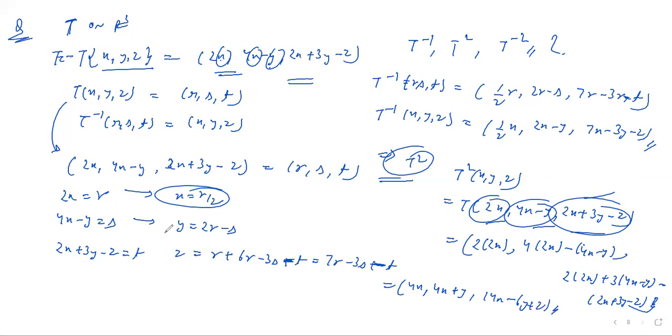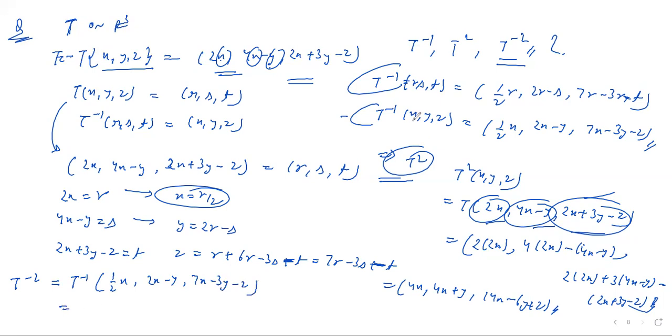Now if we look at the inverse of T square, if I want to find T to the power minus 2, it means apply T inverse twice. This is my corresponding T inverse, and I have to apply T inverse twice. That means T inverse square equals T inverse of (1 by 2 x, 2x minus y, 7x minus 3y minus z). Now I'll apply the transformation: I have to put the value of x as 1 by 2 x, for y I put 2x minus y, and similarly for z I put 7x minus 3y minus z.